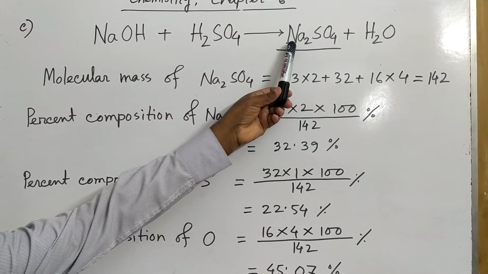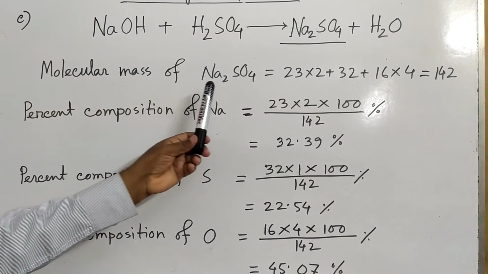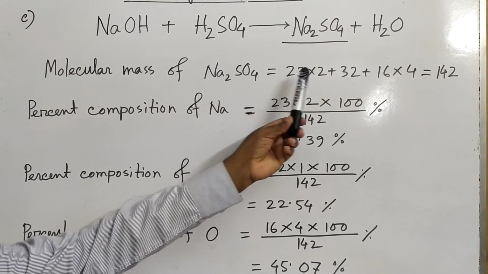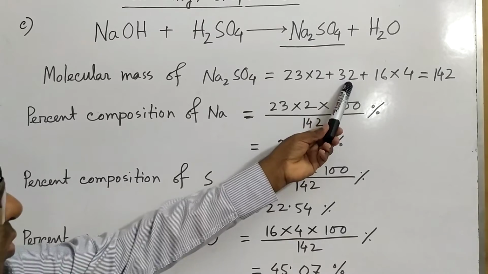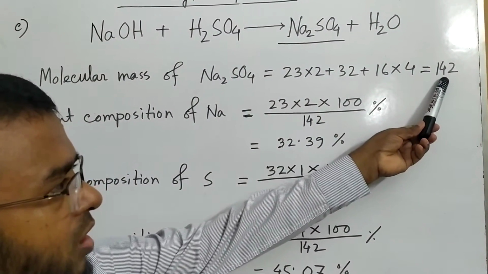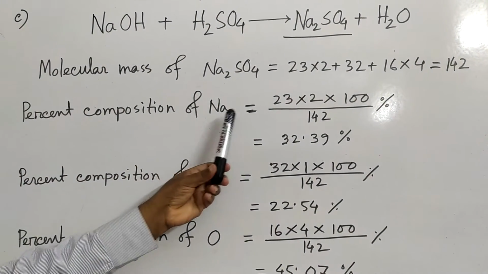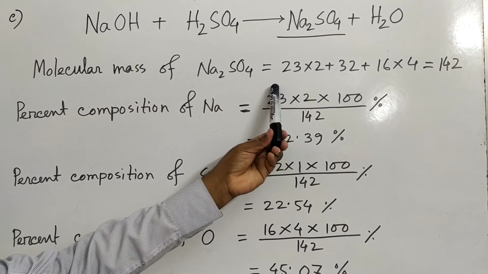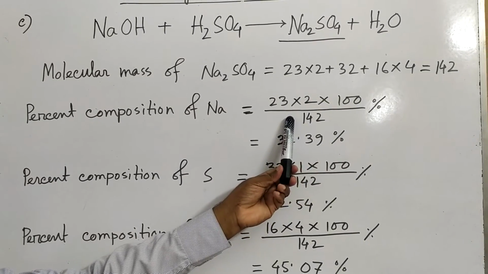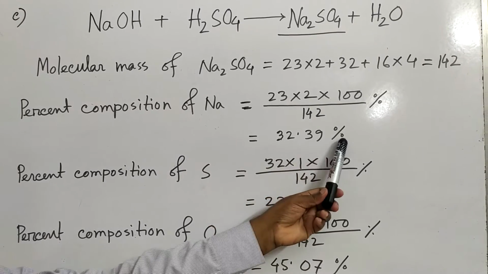Again the Latin name of sodium is natrium. Okay, now molecular mass of sodium sulfate, it is sodium atomic mass is 23 multiplied by 2, sulfur atomic mass is 32, then oxygen atomic mass is 16 multiplied by 4, then altogether it will be 142. Now we have to find out the percent composition of sodium. It is the atomic mass into number of atoms into 100 divided by molecular mass. Then we will get the answer in percentage, it will be 32.39%.